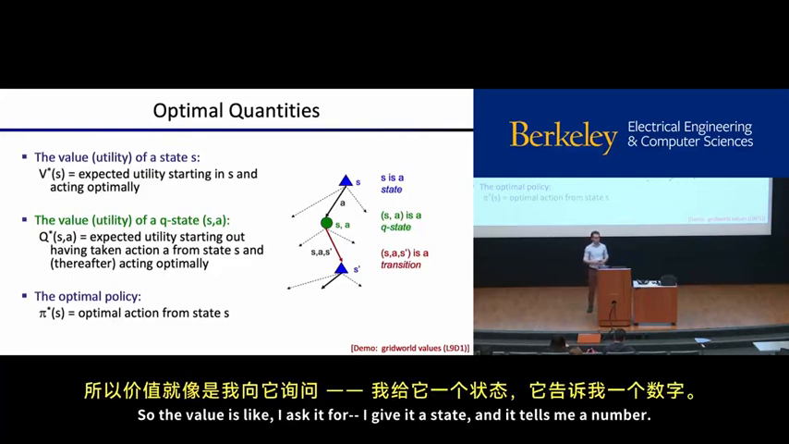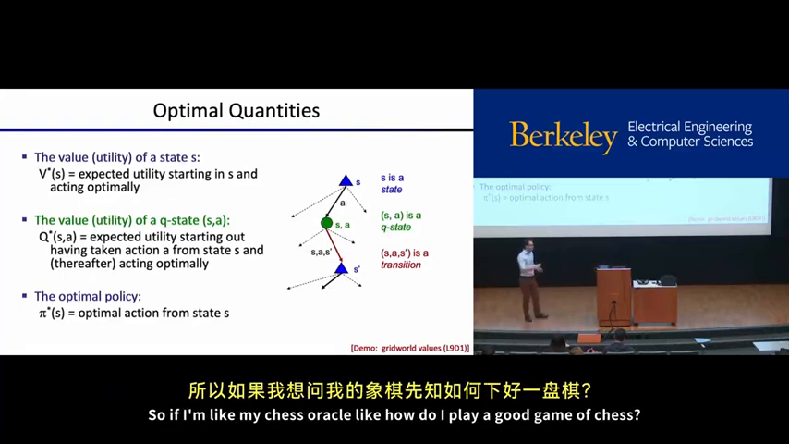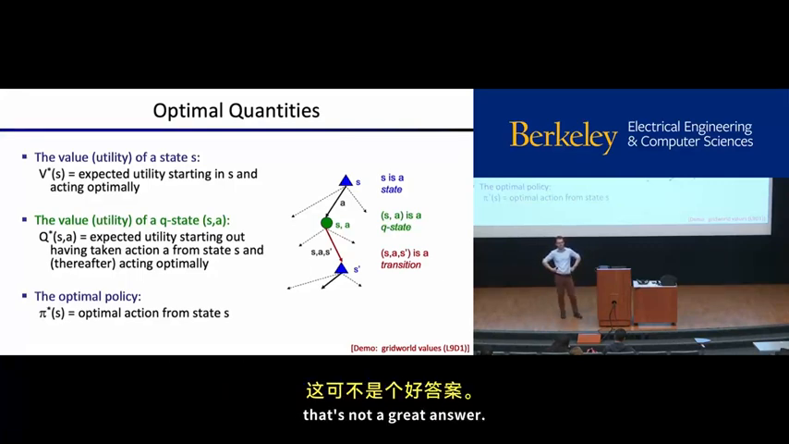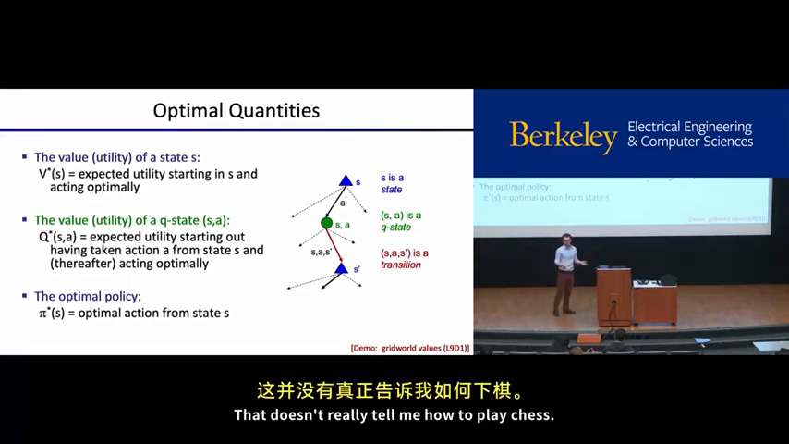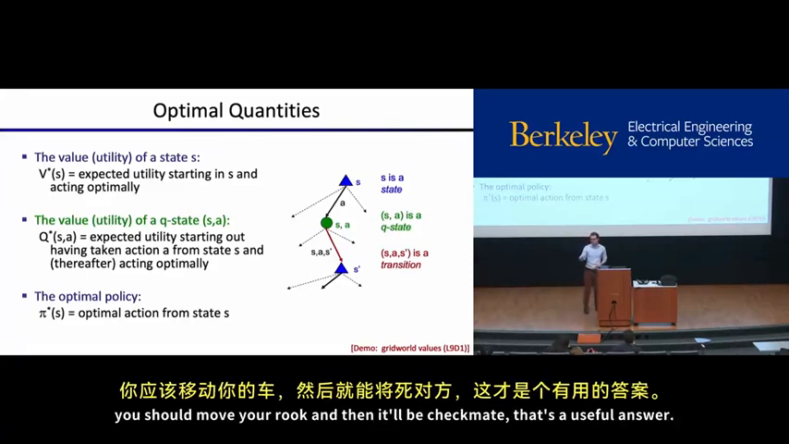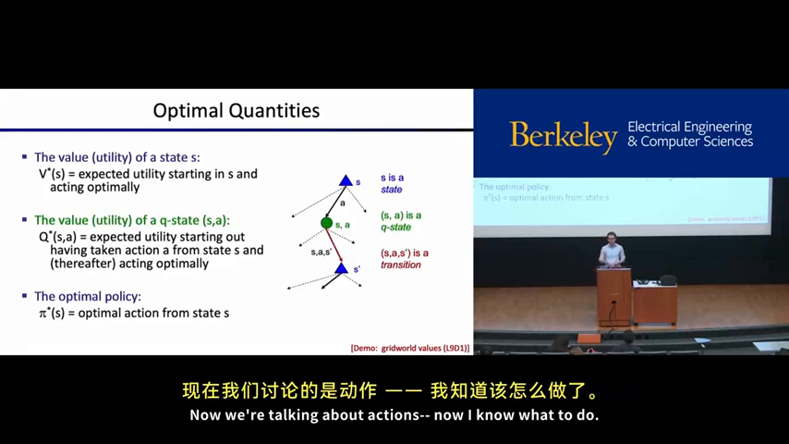So the value is like, I give it a state and it tells me a number. So if I'm asking my chess oracle, how do I play a good game of chess? And I say, here's the state that I'm currently in, and my chess program says 5. That's not a great answer. That doesn't really tell me how to play chess, right? So this is not a super helpful chess engine. But if the chess engine says, oh yeah, you should move your rook and then it'll be checkmate, that's a useful answer. Okay, now we're talking about actions. Now I know what to do.